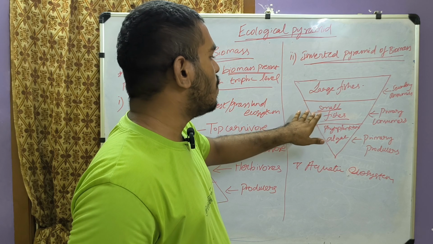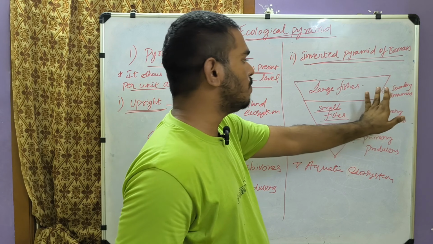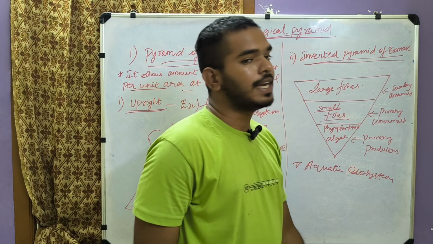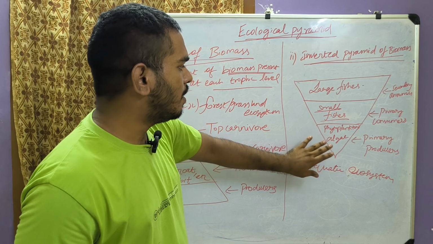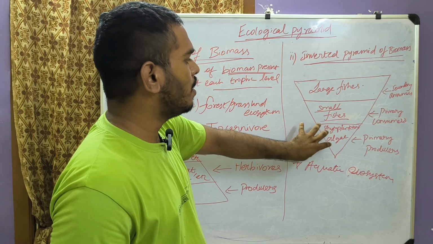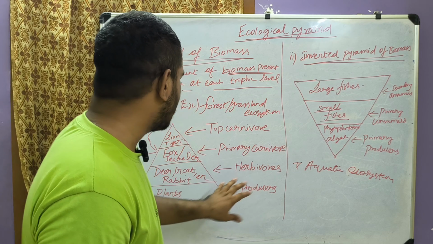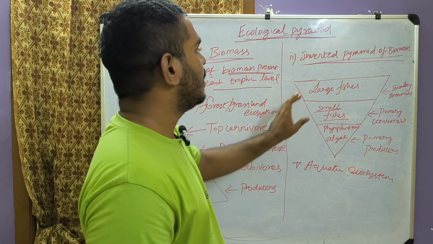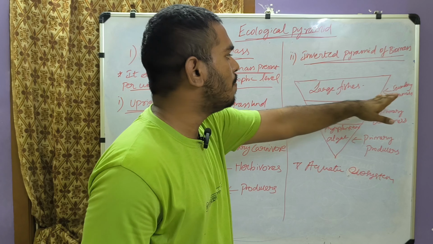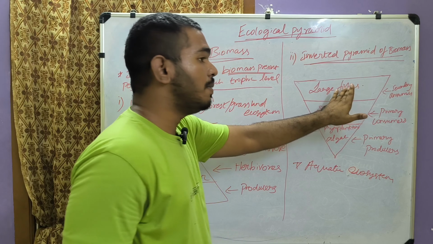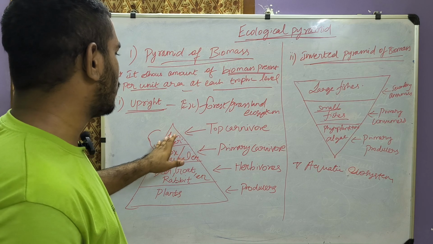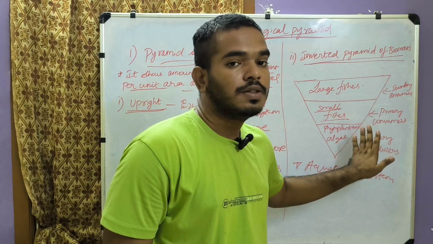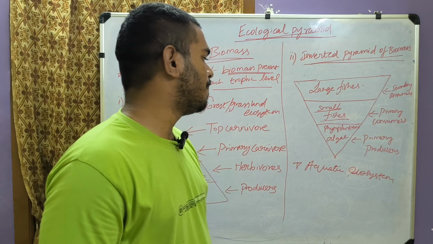Then the total biomass of these primary consumers is lesser than that of the large fishes, which are the secondary consumers. So here the total biomass of the primary producers will be less, and the total biomass of the top or secondary consumers will be very high. In the forest ecosystem, the total biomass of the top consumer is less. This is for the forest ecosystem, and this is for the aquatic ecosystem.